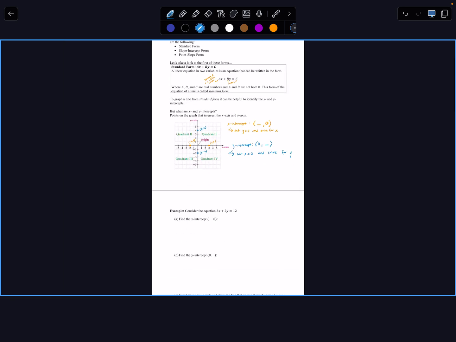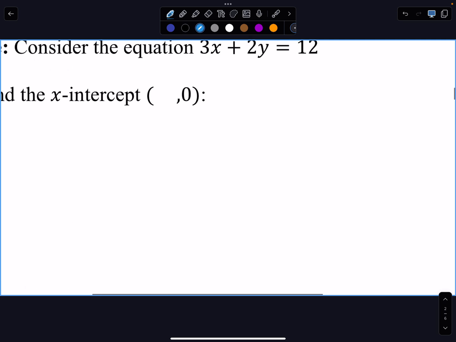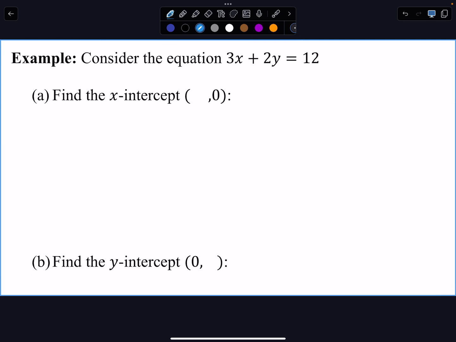Okay, so let's actually graph a line that's in standard form. So this is the equation of a line that's in standard form. To find the x-intercept, we're going to think about setting y equal to 0. So I'll have 3x plus 2 times 0, because you're substituting 0 in for y, equals 12. Did we already do this, Lucas? Yeah. Okay. So then we'll have 3x equals 12, and now this is just an equation that you guys are familiar with solving.